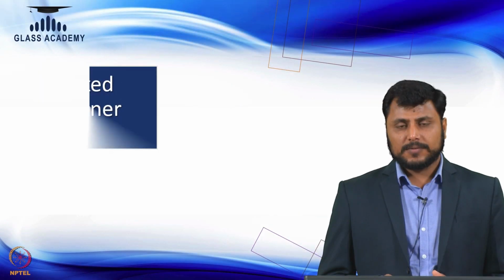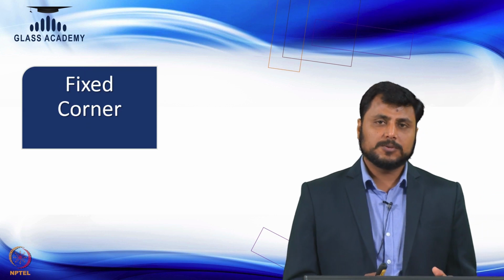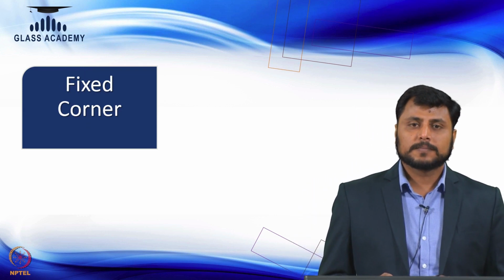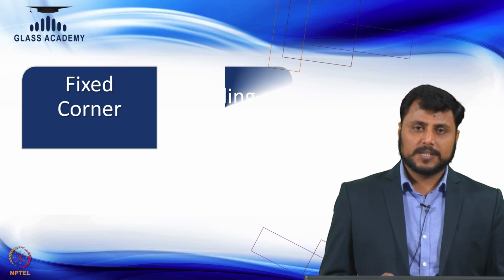So now we'll go through the types of shower enclosure. What kind of shower enclosure can be suggested to a client depending on his requirement or depending on his aesthetic willingness to beautify his bathroom. So there are 4 types of shower enclosure commonly used in the market. The first is fixed corner shower enclosure. I'll take you through in detail what a fixed corner is.